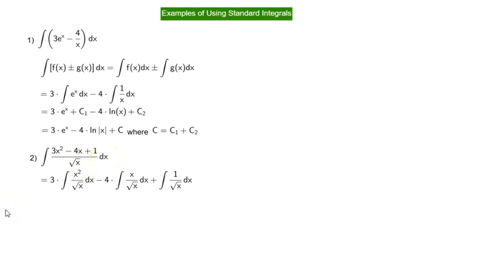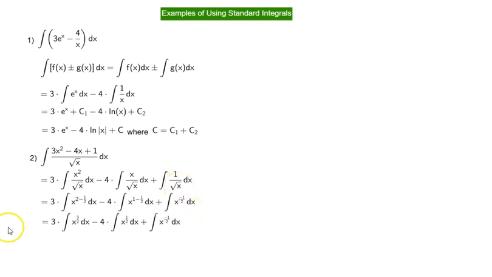Now, let's simplify these integrals. So here we have x square and here we have root x, which we can treat as x to the power of 1 by 2. So when we take it up, it becomes x to the power of 2 minus 1 by 2 dx, minus 4 times, again here also, x to the power of 1 minus 1 by 2 dx, plus the integral of x to the power of minus 1 by 2 dx. Simplified further, 2 minus half is 3 by 2.